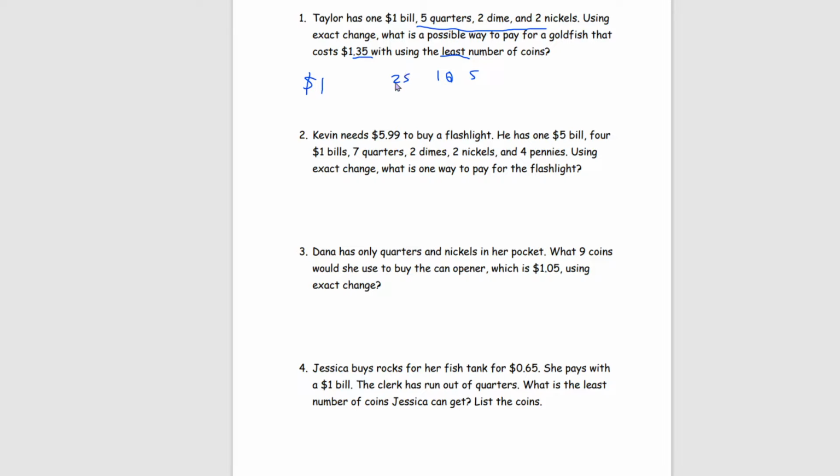So we know that 1 quarter is 25. So we can use 1 quarter. But if we use 2 quarters, it'd be 50, so it should be too much. And so then we move over to dimes, and dimes are 10 cents each. So 25 plus 10 is 35. So we have 1 quarter and 1 dime. So the possible way we can pay for it is using 1 quarter, 1 dime, along with the $1 bill, of course.